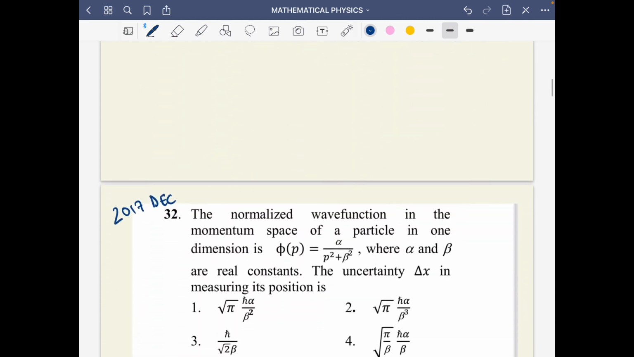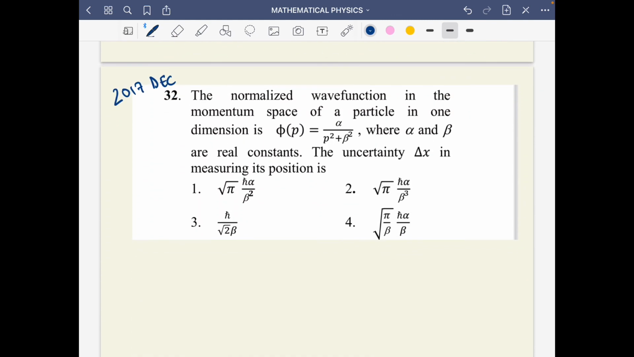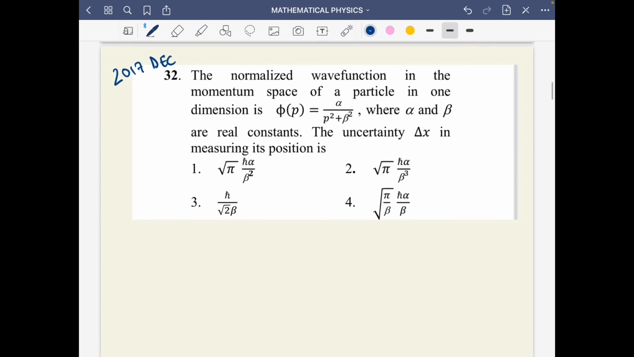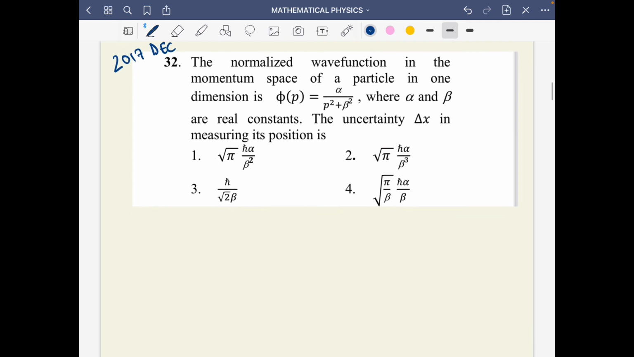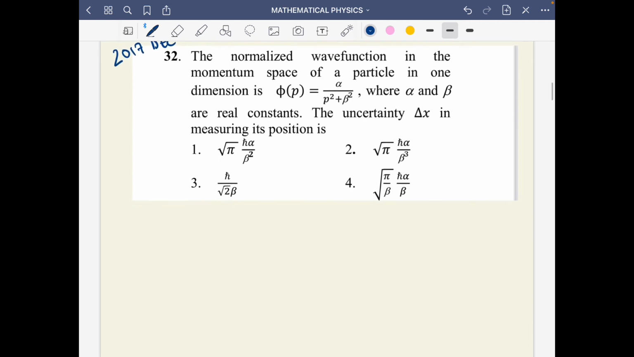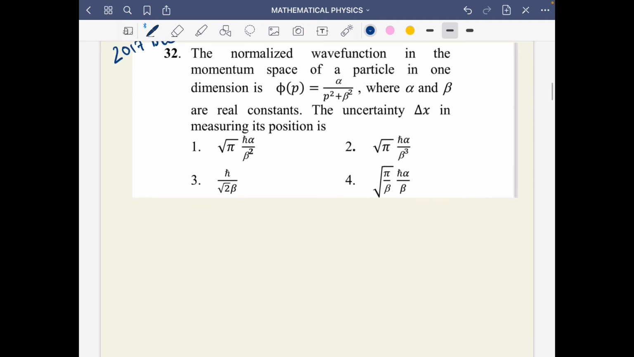Next question. This is from December 2017, which is as follows. The normalized wave function in the momentum space of a particle in one dimension is phi(p) equals alpha by p square plus beta square, where alpha and beta are real constants. The uncertainty delta x in measuring its position is.